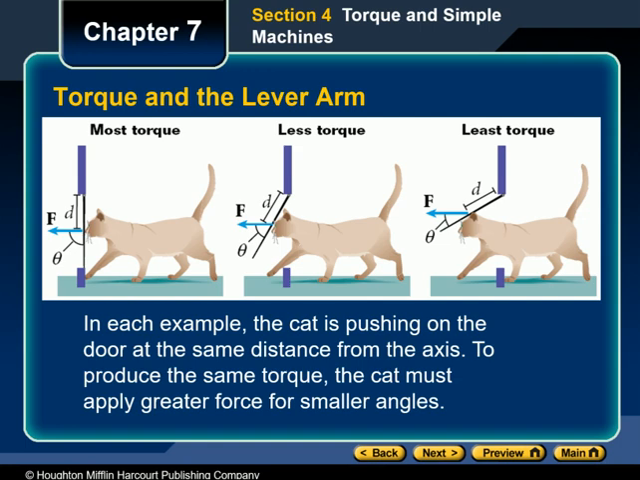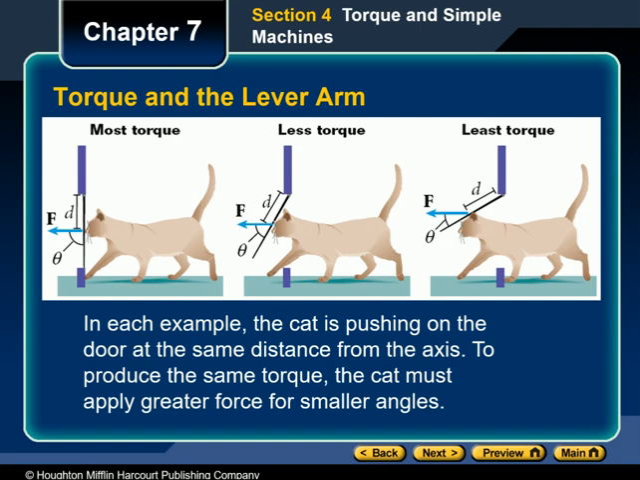Imagine the cat flap door again. In figure 4.4a on the screen here, the force exerted by the cat is perpendicular to d. When the angle is less than 90 degrees, as in b and c, the door will still rotate, but not as easily. The symbol for torque is the Greek letter tau, kind of like a one-legged pi.